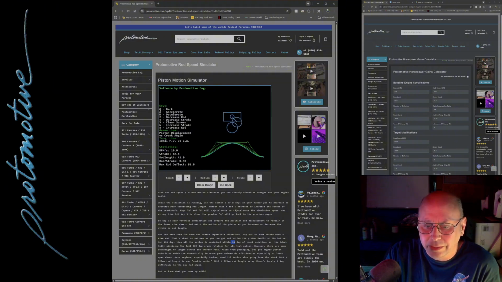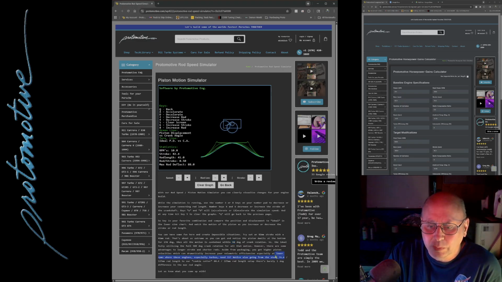Aside from packaging, you get higher piston velocities, which can dramatically increase your volumetric efficiencies, especially at lower RPM, where these engines, especially turbos, need it. Notice also going from the stock 76.4 127 millimeter rod length to our cookie cutter 80.4 127 millimeter rod length setup, there's barely a degree difference in the max rod angle. Let us know what you come up with.